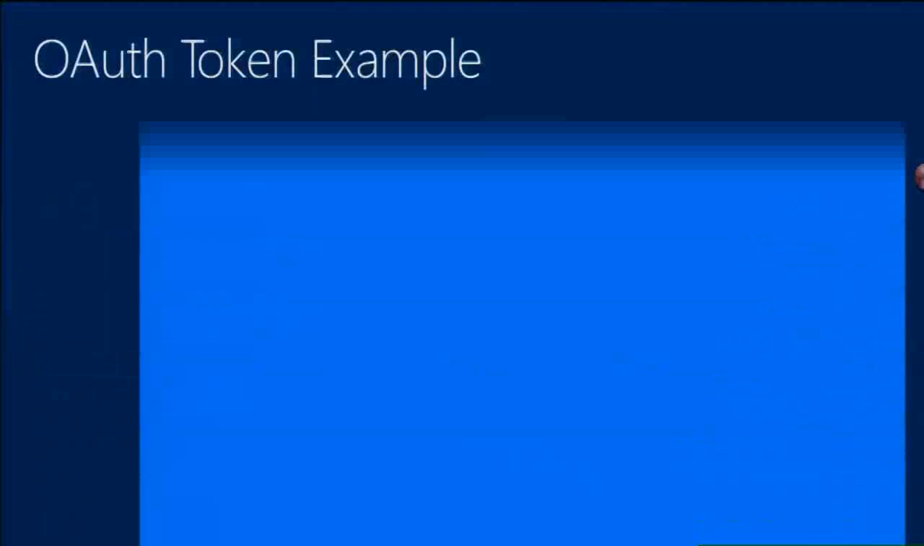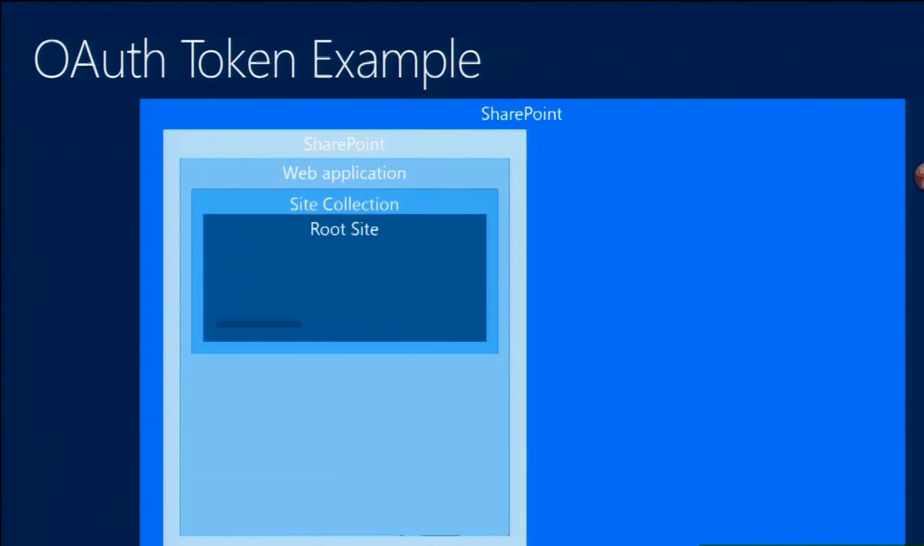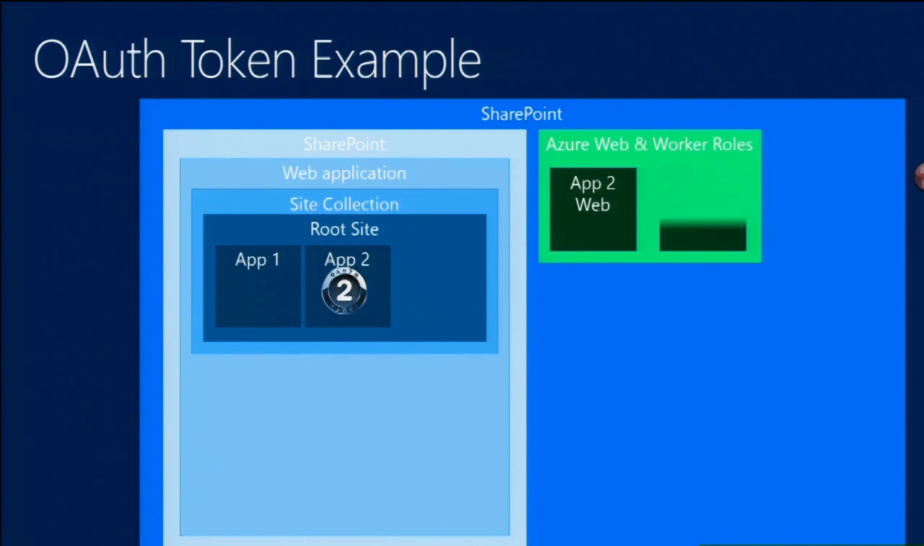Now, from an OAuth perspective, I just wanted to kind of cover this. What essentially happens is when an auto-hosted app gets created, it's actually going to give that external web role and SQL role and worker role, if you provide a hosted one, an OAuth token. That's the OAuth token that's used to call back into SharePoint using the client-side object model.